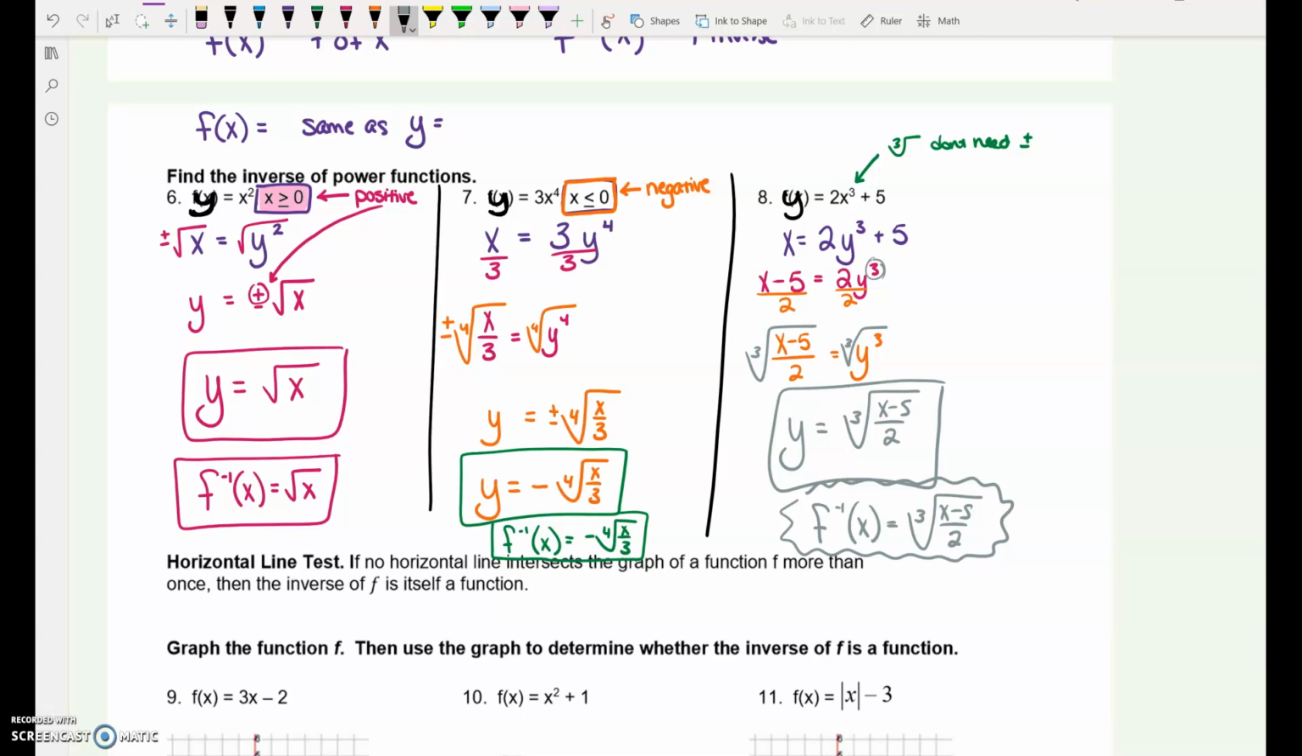Your worksheet today is 5.6 day 1 worksheet. Tomorrow you'll have 5.6 day 2 worksheet.